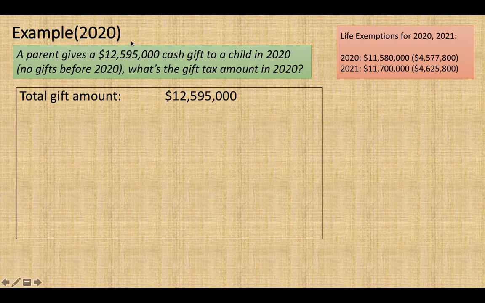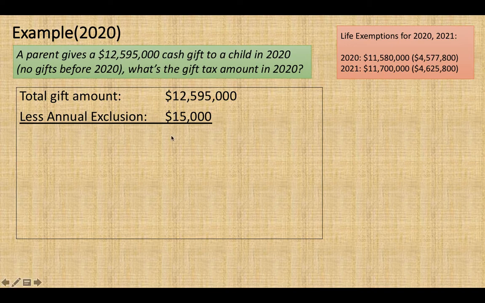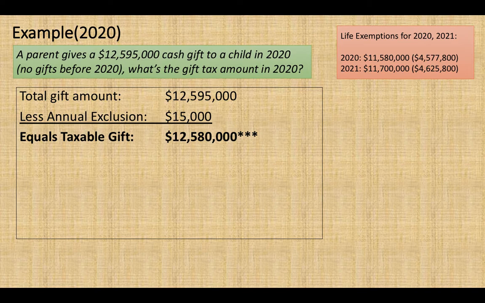Okay, so what we're given is the total gift amount of $595,000. Then less the annual exclusion amount of $15,000, right? Then you will get the taxable gift. The taxable gift is the total gift minus the annual exclusion, because you don't have any other deduction, so that gives you the taxable gift amount.